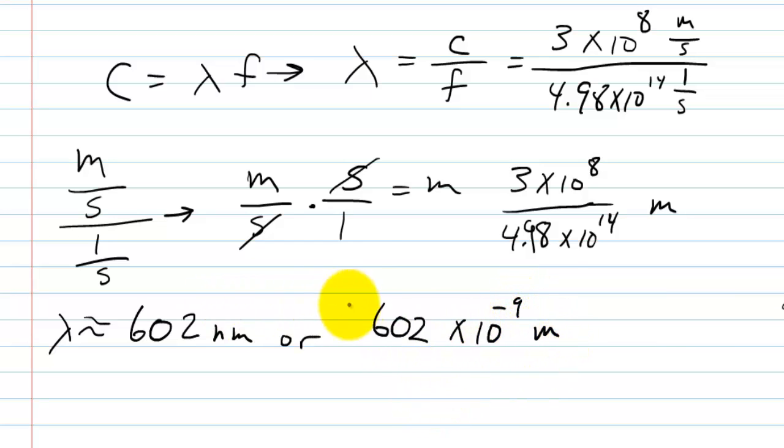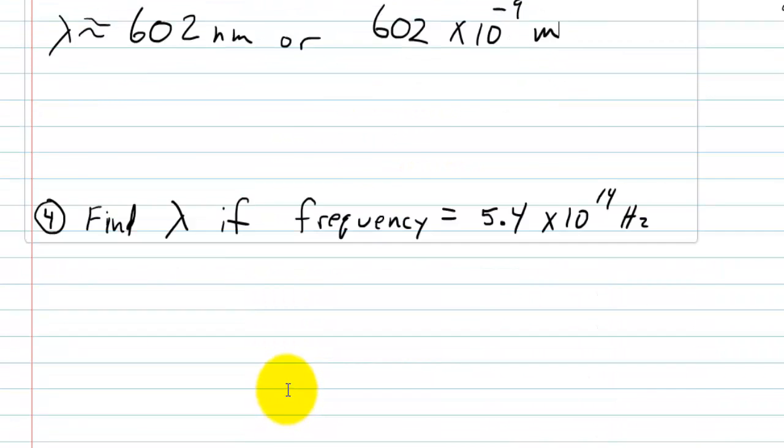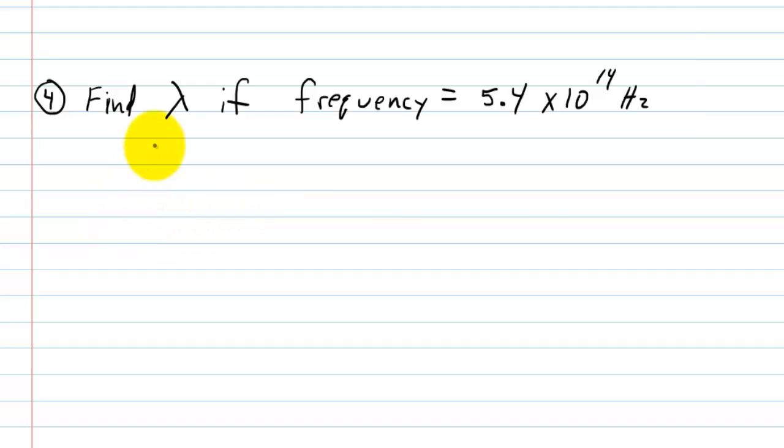Okay, so these are the exact same answer. Here I just converted it to nano. Here, since it's 10 to the negative 9, you know this is in nanometers. Okay, so let's go on to the last and final problem. So here we have lambda. So find lambda if frequency is equal to 5.4 times 10 to the 14 hertz.